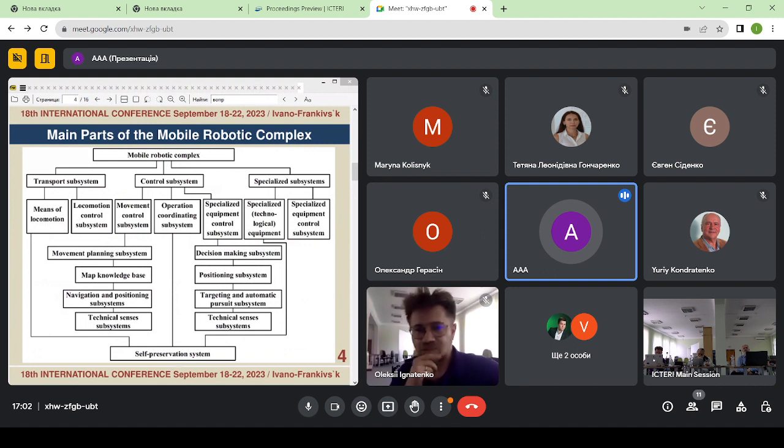Before moving to the next point, I need to show the next scheme. This scheme consists of main blocks. First, the transport subsystems, which are the means of locomotion and locomotion control subsystems. Second, the control subsystems: the movement control subsystem, the operation coordinating subsystem, and the specialized equipment control subsystem. And thirdly, the specialized subsystems: the specialized technological equipment and the specialized equipment control subsystem.